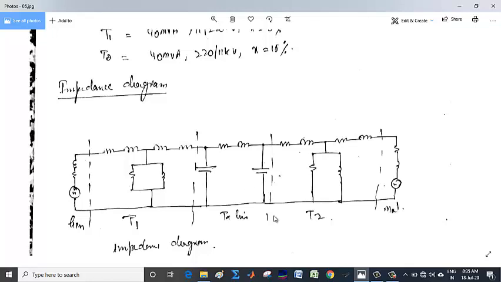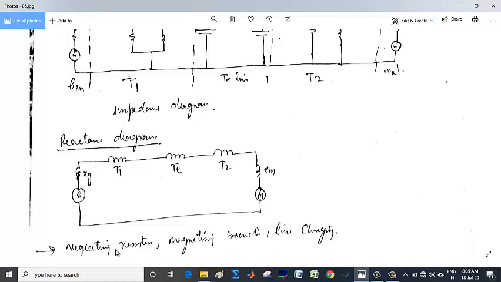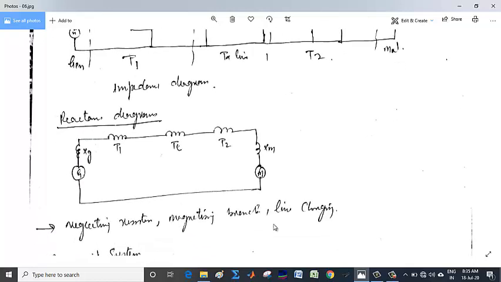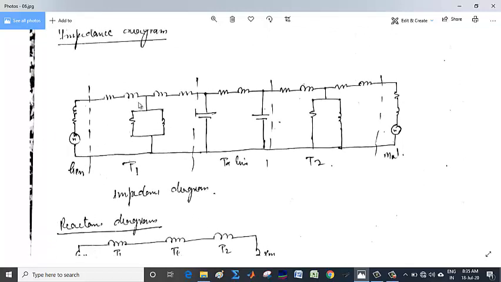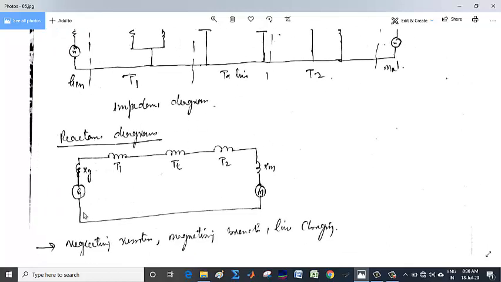The important one is the reactance diagram. In this reactance diagram, we neglect all the resistances. Since the name suggests reactance diagram, there should only be reactances. We neglect the magnetizing branch and line charging, meaning capacitance. You can see that all the parallel components are neglected. This is the magnetizing branch of a transformer, these two, and these resistances from here to here are also neglected, and the capacitance is also neglected. You will see that this diagram will be reduced to this diagram.